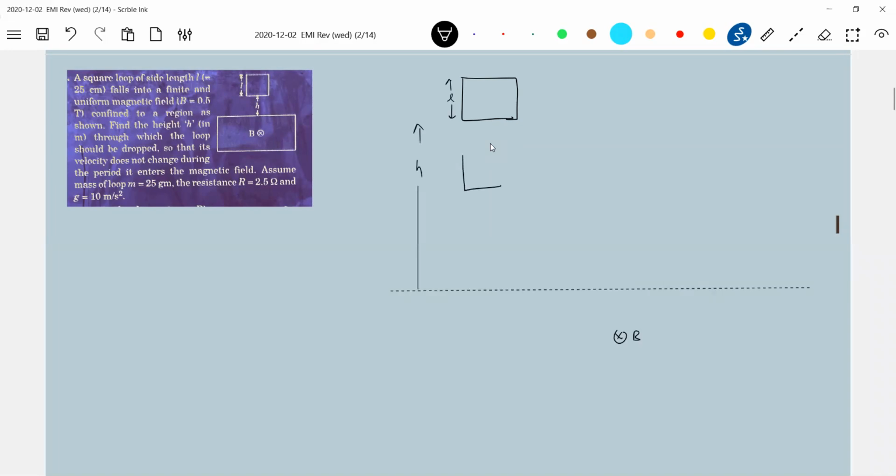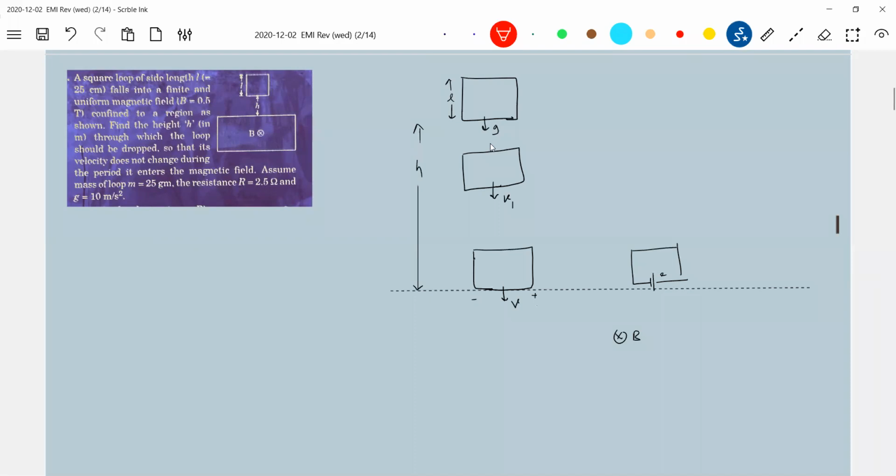So it will accelerate due to weight. It will acquire velocity, say V1, by the time it arrives here. Let's say it is having a velocity V. The moment this edge comes in contact with the magnetic field, there'll be EMF induced. So which end? This end will be positive, this will be negative. So this will behave like a cell of EMF E, then a current I will flow.